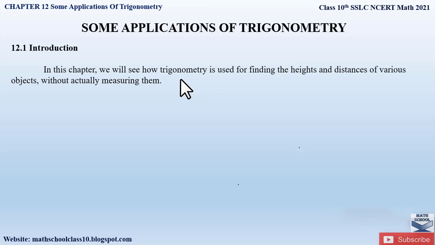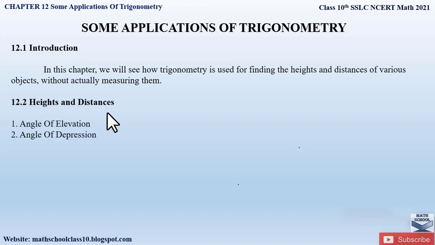In this chapter, we will see how trigonometry is used for finding the heights and distances of various objects without actually measuring them. Coming to section 12.2, we have heights and distances. So basically here we will be calculating the height and distances of objects without actually measuring them. For example, the height of a mountain, height of a tower, or height of any object which is seen in the sky. So we will be measuring the height of those objects which cannot be measured. Here we are going to study two main things, that is angle of elevation and angle of depression.